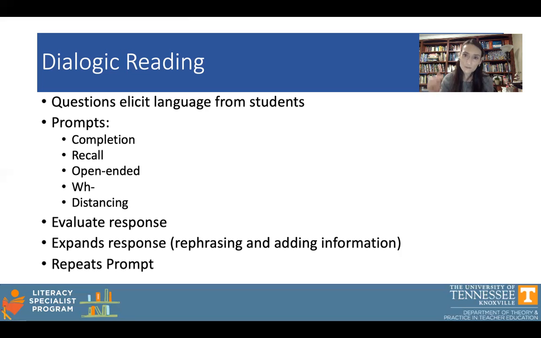Now, in this process of asking the prompts, it's not just the goal to ask the questions. The goal is to evaluate the responses. So if the student says, that's a cow, the teacher or the reader will say, yes, that is a cow. And then I will expand the response, and maybe I will add information. Yes, a cow lives in a farm. And then I will repeat the prompt. So this is a cow that lives in a farm. And then I will continue with another question of what is this?